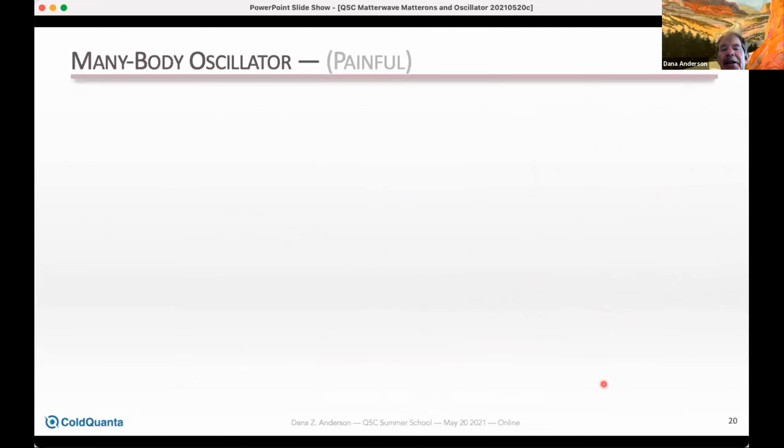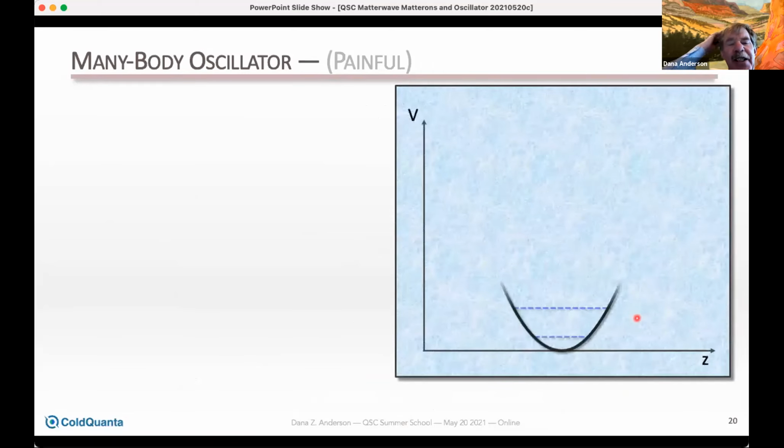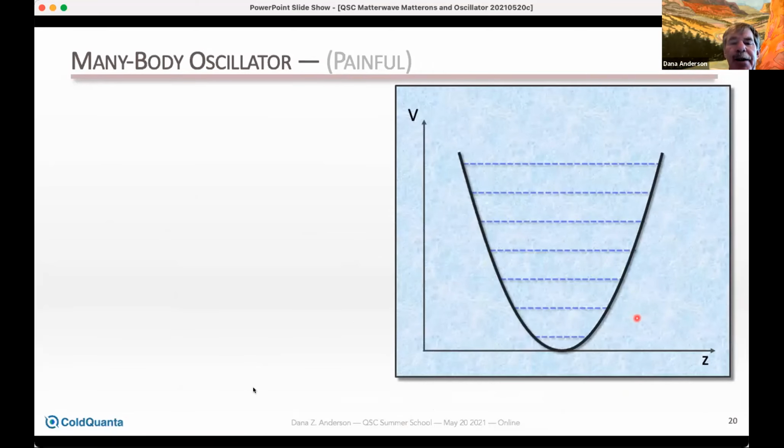Now, the reason I had to go over those other aspects that many of you will know is because I need to distinguish the language used in many-body physics. So in the case of many-body physics treating an oscillator, we have lots of particles.